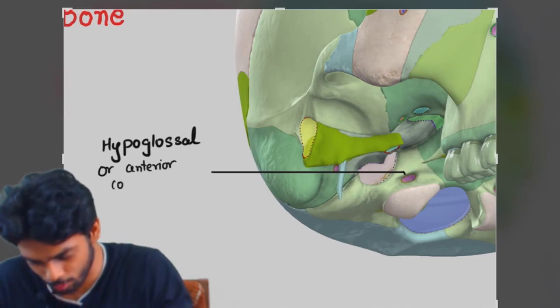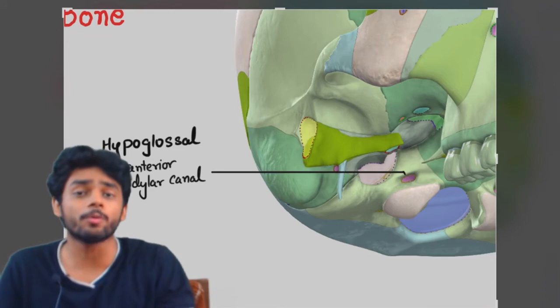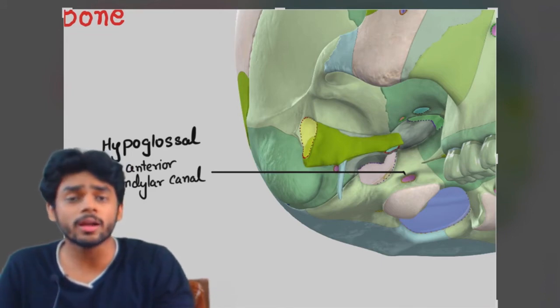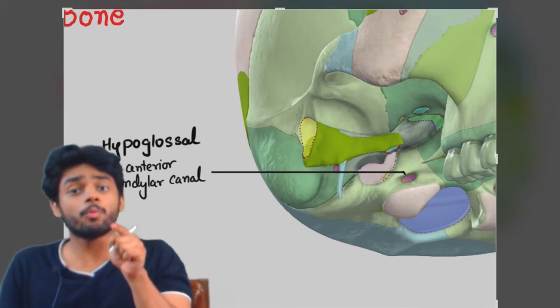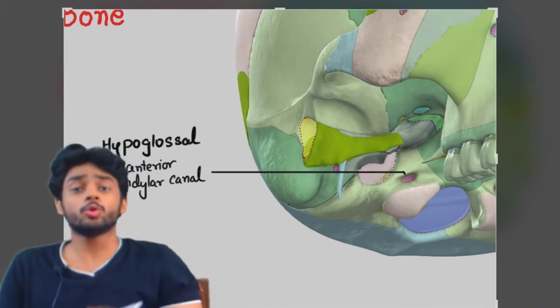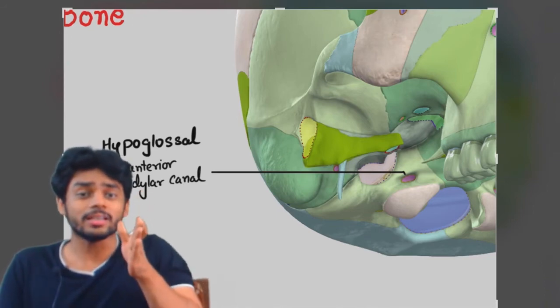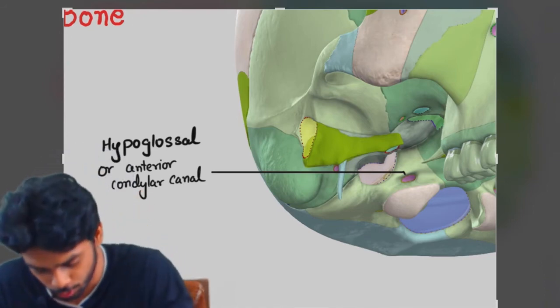this is the hypoglossal or anterior condylar canal. Can you see the hypoglossal or anterior condylar canal? It pierces the bone in the anterior superior part to the occipital condyle and it is directed laterally and slightly forward. Let me show you.